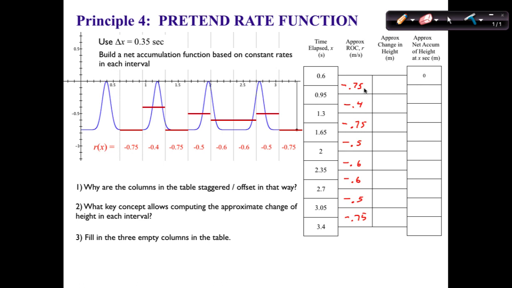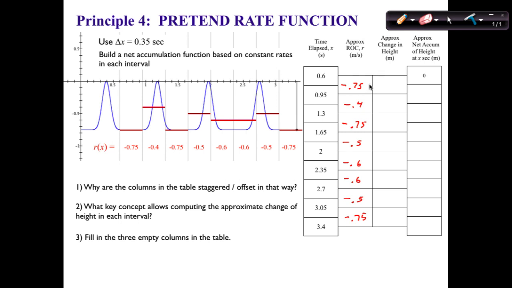Why is the column staggered? Why is it offset? To represent the interval of 0.35 interval. Right, because this rate of change, this constant rate of change, it applies from the interval starting from 0.6 and ending at 0.95. Does that make sense? And then this negative 0.4 that we chose, it's the constant rate for the whole interval starting at 0.95, ending at 1.3. So it should make sense that I'm staggering the columns like that.